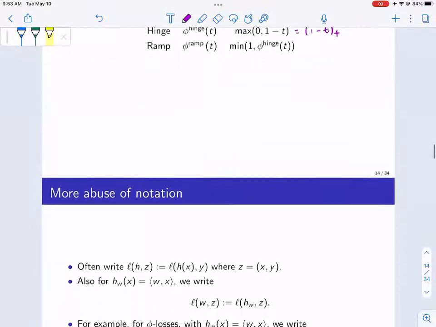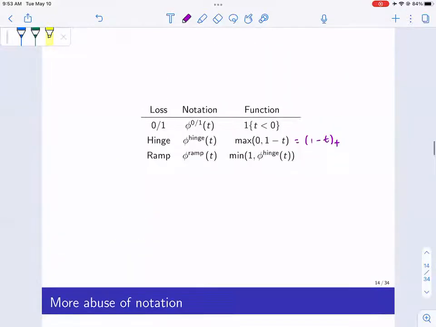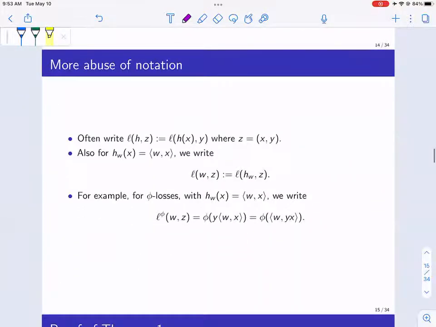Okay, very good. Here's my summary of the abuse of notation. L of h and z is L of h, x, and y.